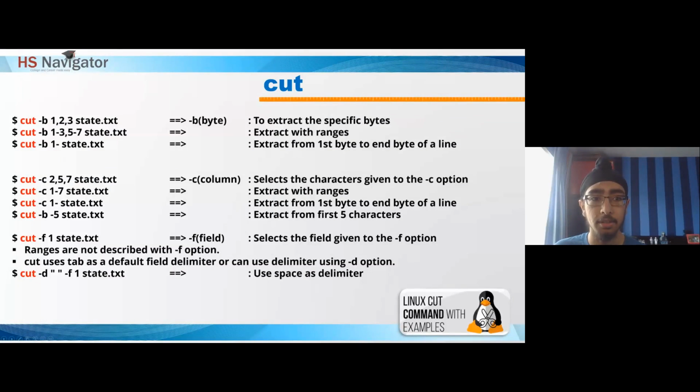You can cut -b, which will extract the first, second, and third byte. You can do 1-3,5-7, so the first to third and the fifth to seventh byte. You can also extract everything from the first byte to the end. You can do it for columns, you can do it for fields, and you can change the delimiter to use space instead of new lines.